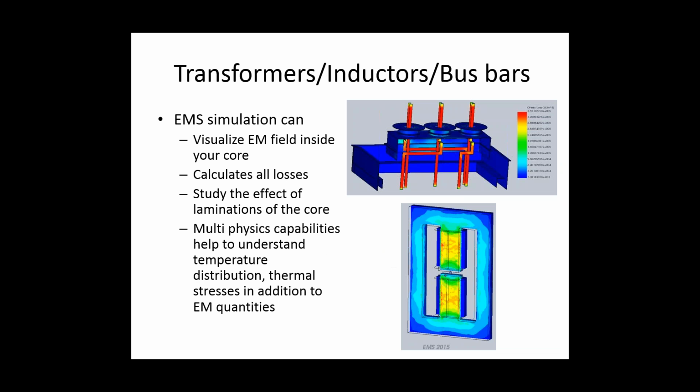In the transformer, inductor, and busbar industry, EMS can actually help you to visualize the complex electromagnetic field that's there inside your model. In addition to it, it will be able to compute all losses in your core, and also the ohmic losses in your coil. It can aid in helping you with designing your laminations. It can compute the effect of laminations on the losses. It also has multiphysics capability, as I mentioned earlier, to see the temperature distribution across your geometry. And also one can compute things like thermal stresses, etc.